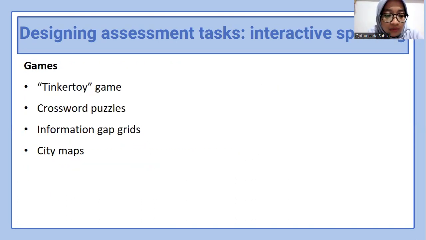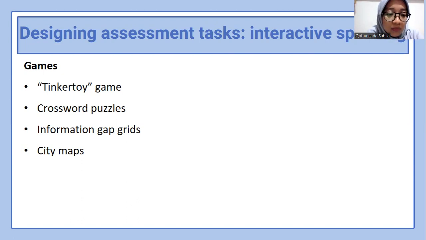And then we have games. Among informal assessment devices are a variety of games that directly involve language production. Consider the following types. First is the Tinker Toy game. A Tinker Toy or Lego block structure is built behind a screen. One or two learners are allowed to view the structure.